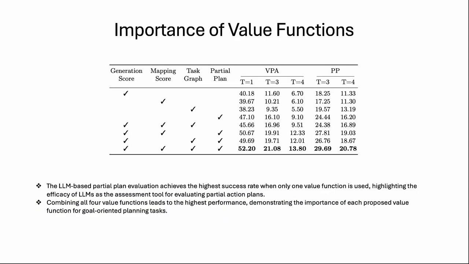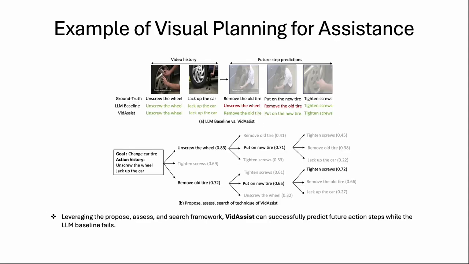Here we show one ablation study which compares the importance of different value functions. The LLM-based partial plan evaluation achieves the highest success rate when only one value function is used, highlighting the efficacy of LLM as the assessment tool for evaluating partial action plans. Combining all four value functions leads to the highest performance, demonstrating the importance of each proposed value function for the goal-oriented planning task. Please refer to our paper for more experiments and ablation studies.